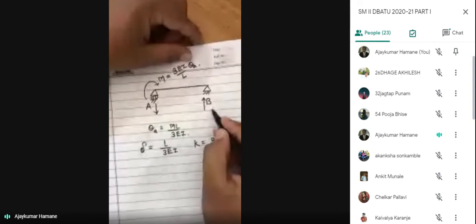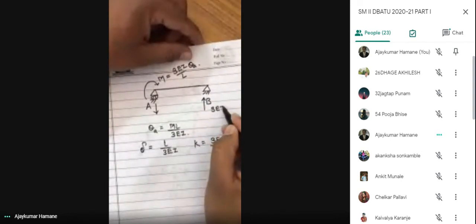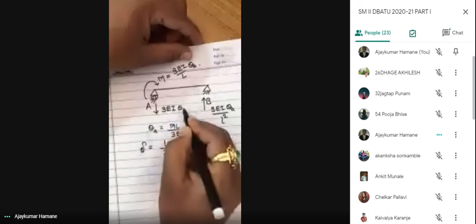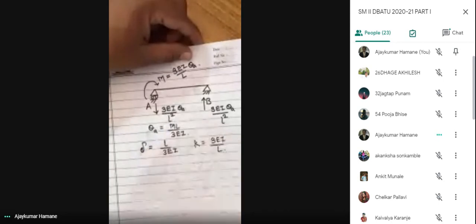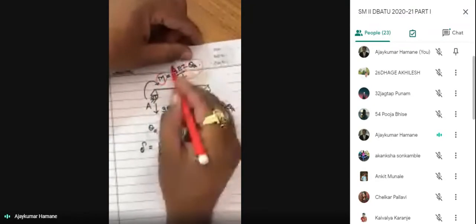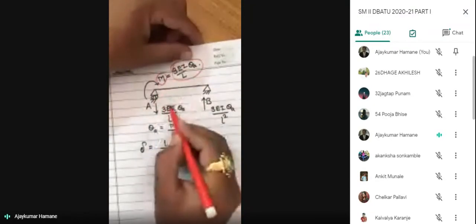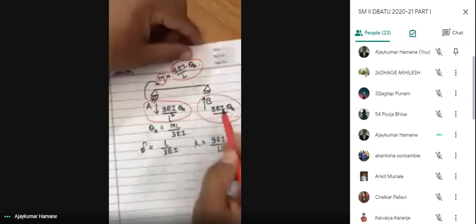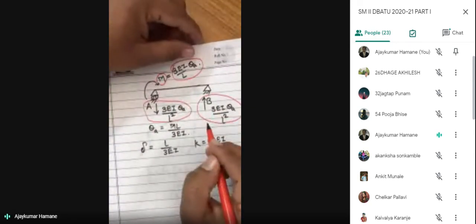So this reaction gives us 3EI theta A divided by L square, and this one also 3EI theta A divided by L square. Remember this one. So when there is a moment, if we apply this force, we'll have these reactions. Okay, this is very useful.